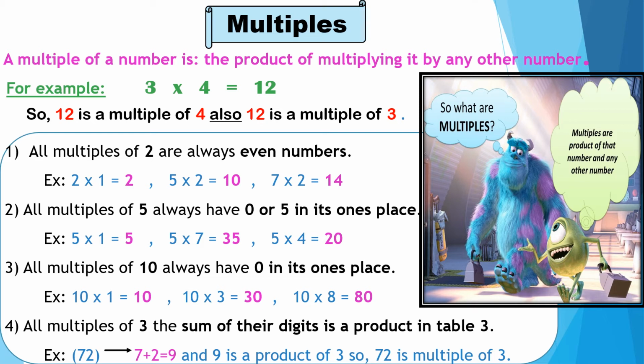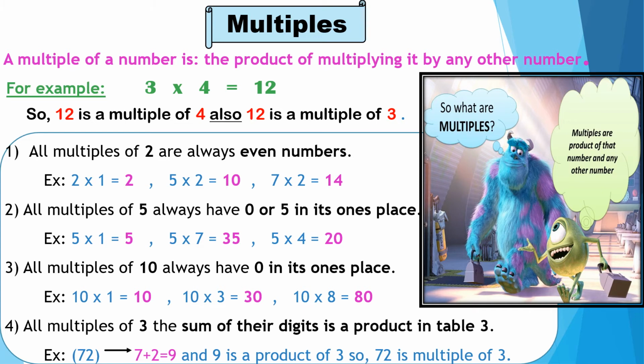So multiples of 2 are always even numbers. For example, 2 times 1 is 2, 5 times 2 is 10, 7 times 2 is 14. 2, 10, and 14, all of them are even numbers. So any number multiplied by 2 will give me an even number as a product.